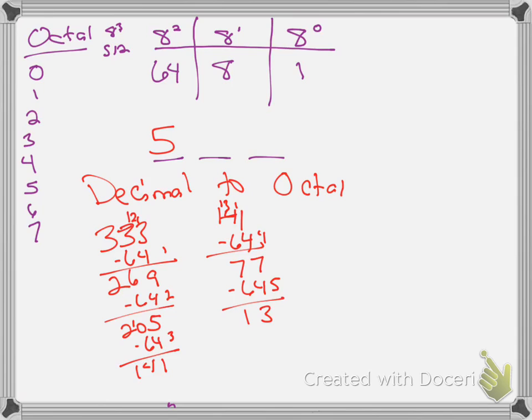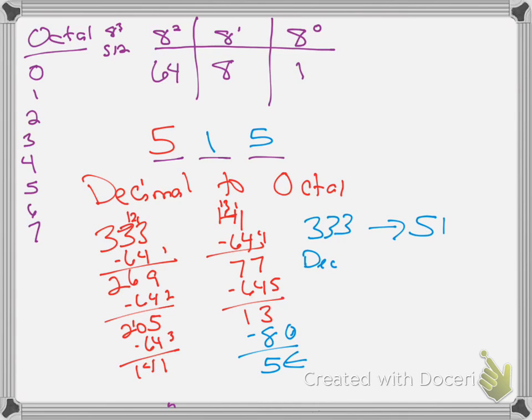Now I'm going to remove the 8s. So minus 8 gives me 5. I can only take out 1 8, so I'm going to put a 1 in the 8 column. Now how many 1s can I take out? Well, I'm not going to subtract 1 at a time. We can see I can take out 5 1s. So 333 in decimal is the same thing as 515 in octal.